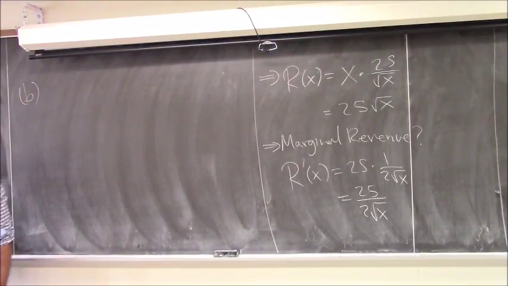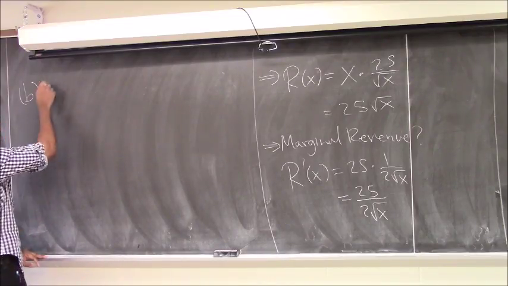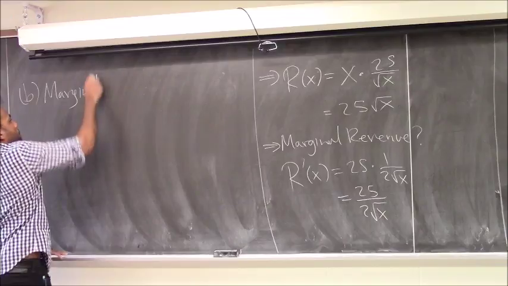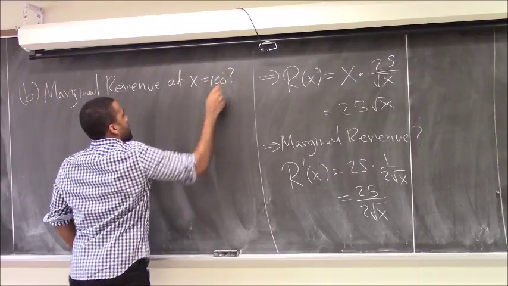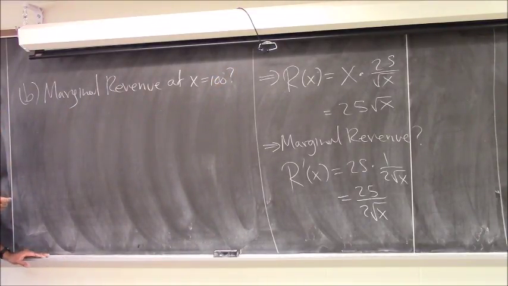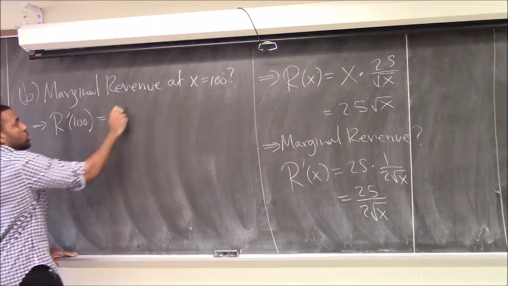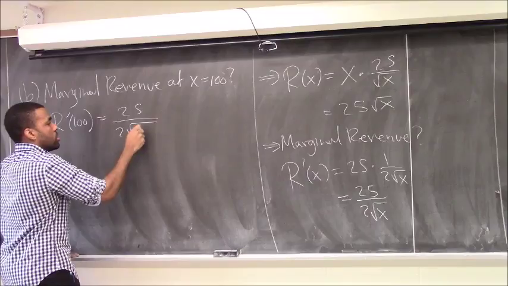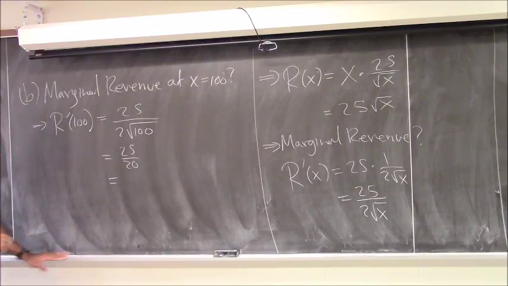Now B asks, what is the marginal revenue when x equals 100? Just plug in 100, right? So this is just R prime of 100. So this would be 25 over 2 times radical of 100. So that says 25 over 20. What does that simplify to? 1.25.